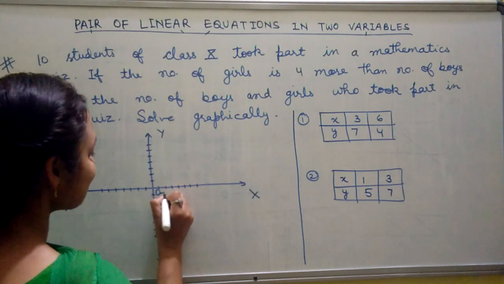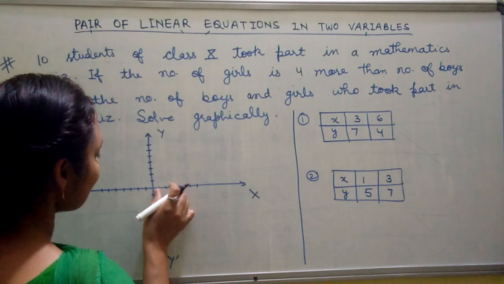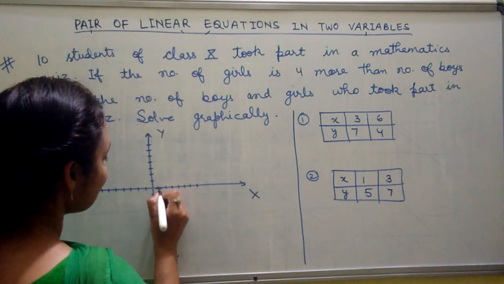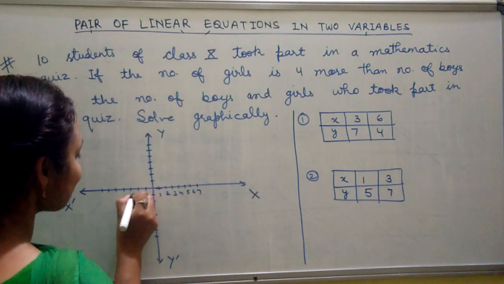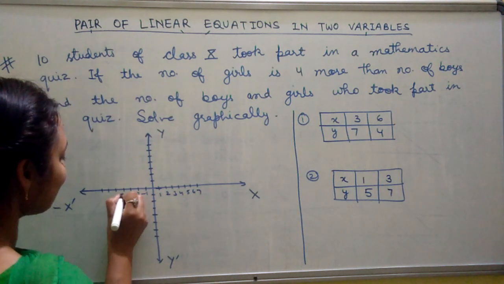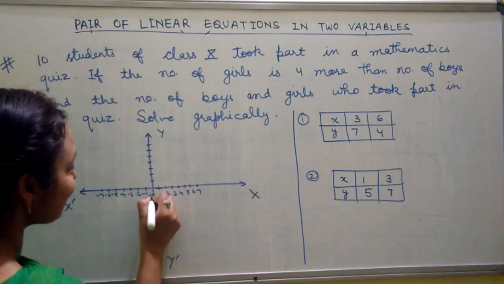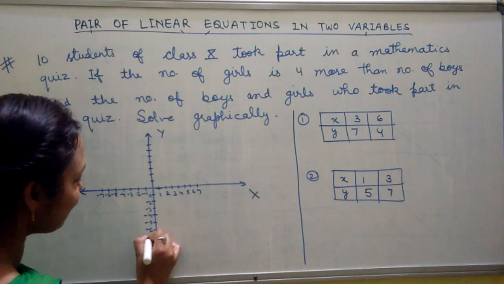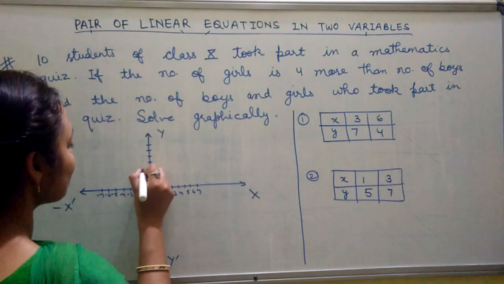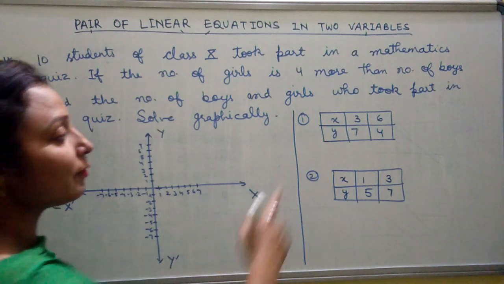We have minus 1, and 1, 2, 3, 4, 5, 6 and 7. Minus 1, minus 2, minus 3, minus 4, minus 5, minus 6 and minus 7. Here again 1, 2, 3, 4, 5, 6 and 7. Okay. Now I will put the values.